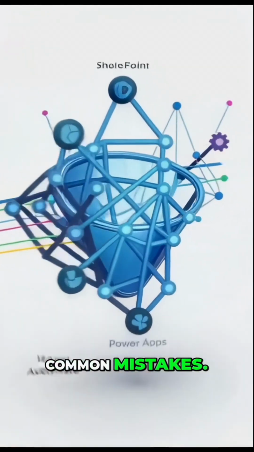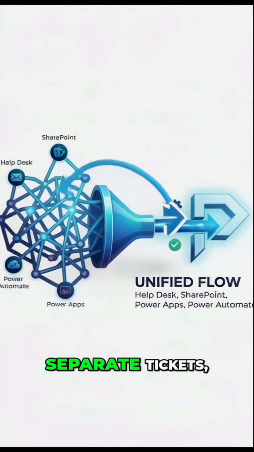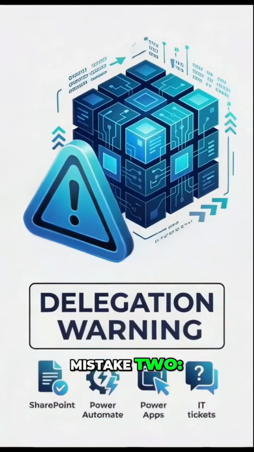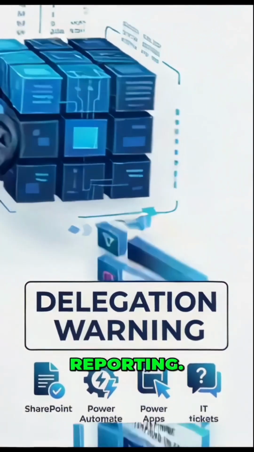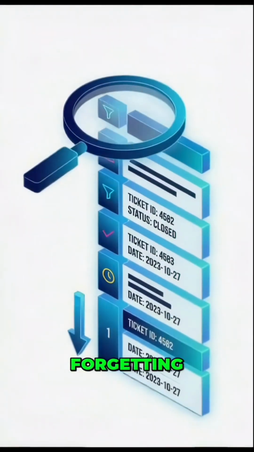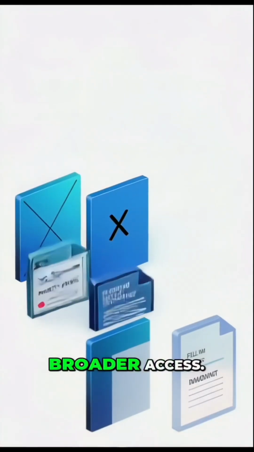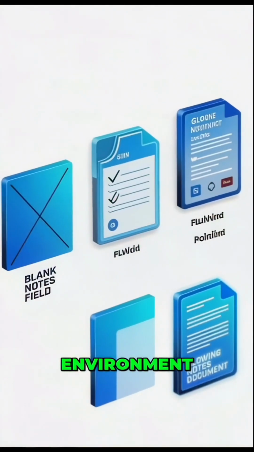Now cover common mistakes. Mistake 1: building everything in one list without planning columns. Separate tickets, support staff, and SLA rules. Mistake 2: using free text status values. Use choice columns for consistent reporting. Mistake 3: forgetting permissions. Requesters should not edit every ticket, while agents need broader access.